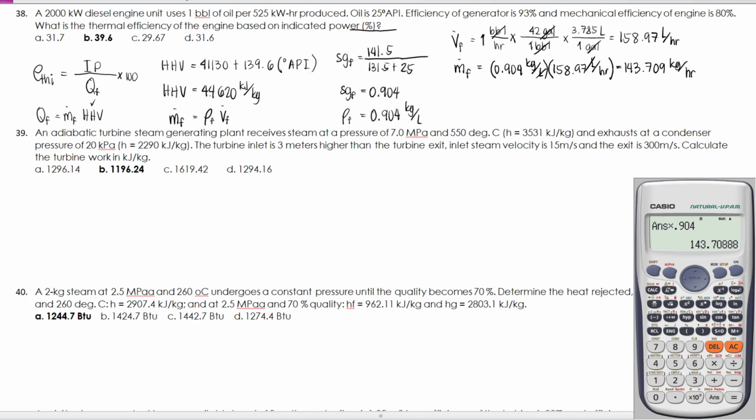Ayun. So, meron na tayong HHV, meron na rin tayong mass flow rate ng fuel. So, ang kailangan na lang nating makuha is yung kanyang indicated power para may i-substitute natin dito sa thermal efficiency. So, para sa indicated power, so meron tayo ditong given na generated power of this engine.